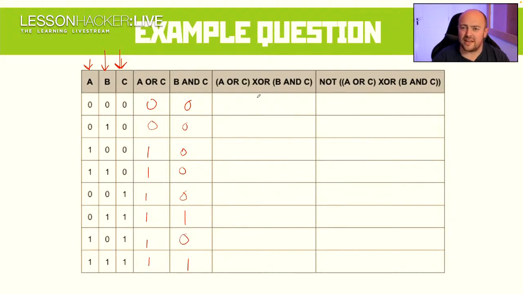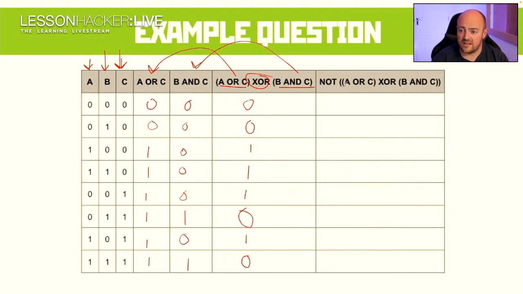Now this is where it starts to look a bit crazy, but actually A or C is this column. B and C is this column. And we're just XORing it. So we're XORing these two columns here. XOR, if they're different, we get a 1. If they're the same, we get a 0. So same, same, different, different, different, same, different, same.